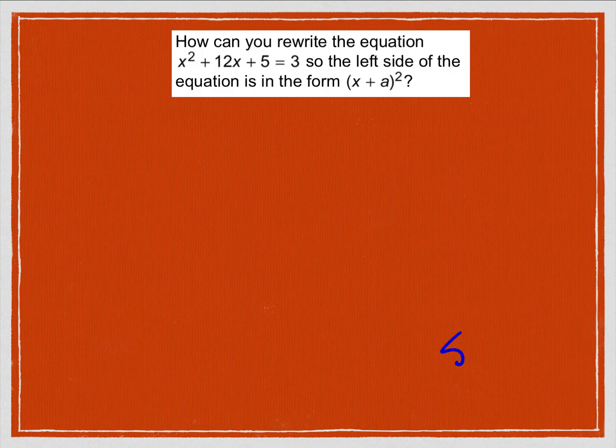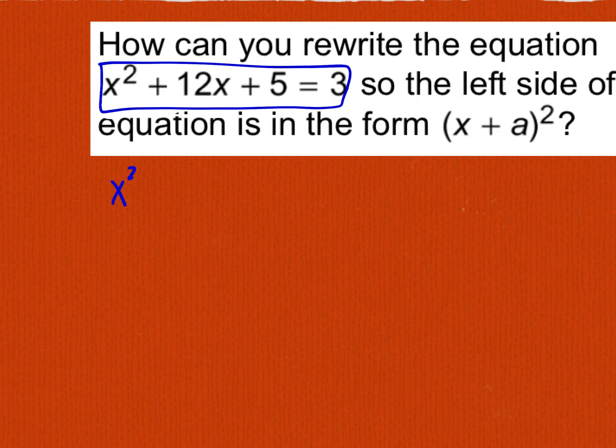Oops. I need to rewrite it. And what do I need on one side? All the x's, and then I need all the numbers on the other. So how do I move the 5 to the other side? Subtract 5. So what's 3 minus 5? Negative 2.